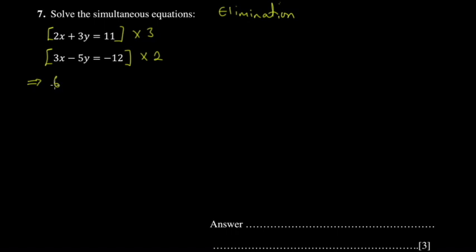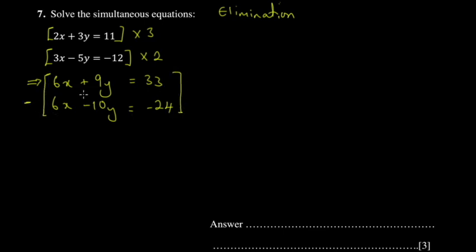So this one you get 6x, 9y equal to 33 here. And this one you get 6x, negative 10y equal to negative 24 here. Done. And after you're done, you have to add or subtract depending on how it is. So whenever you have the part where you want to eliminate, if they have the same signs, you have to subtract. If they have different signs, you add.